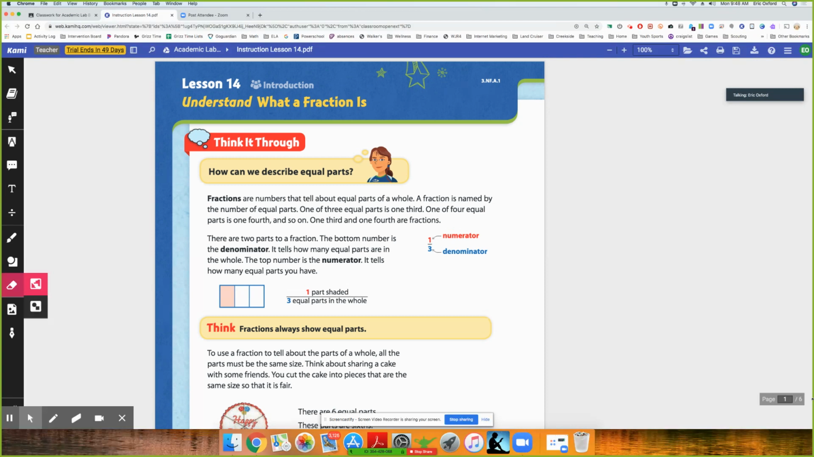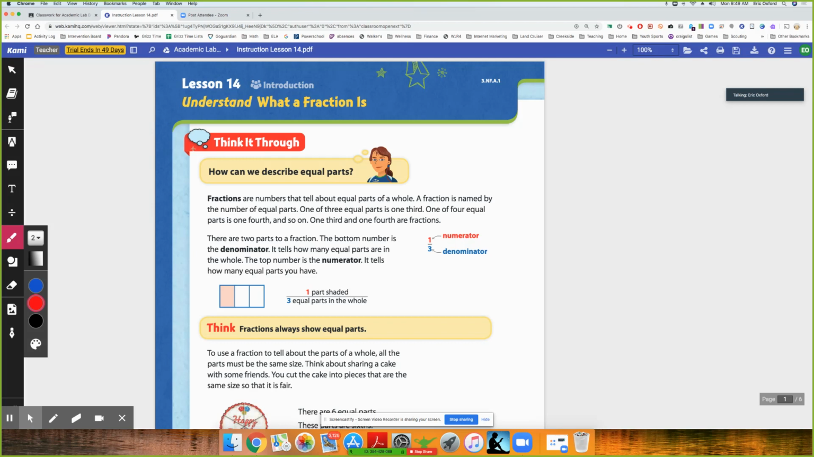Lesson 14, understand what a fraction is. We are right here, and I'm using my fancy new digital pen. I'm hoping that my writing is a little bit more normal. It's the first time I've ever used it, so let's hope it's good. Okay, so I'll come over here and get a color pen. I think I'll use red, and I think I will make it a little thicker than it is.